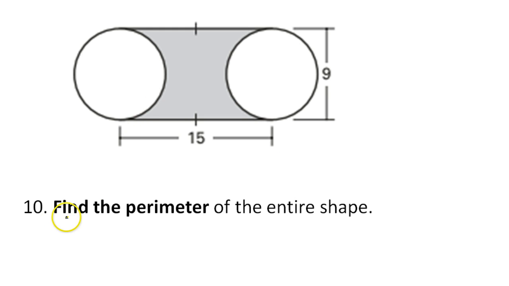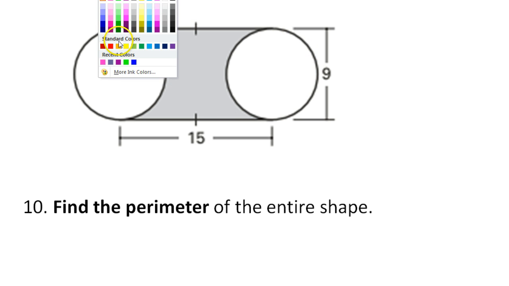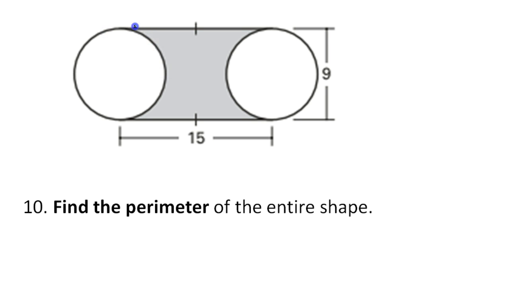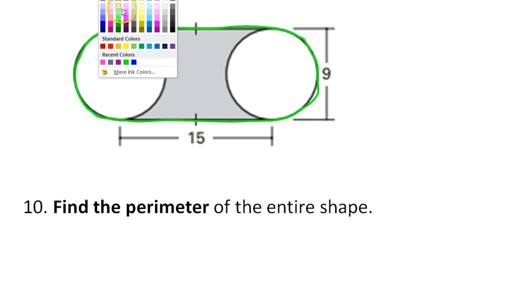Alright, number 10 looks interesting. We're supposed to find the perimeter of the shape. Now, please remember that perimeter is the outside part. So when we find the perimeter of this shape, we are looking for this, right here, all the way around. So that green length is what we're looking for. Now, we can split that up into pieces to make it easier to see what's going on.